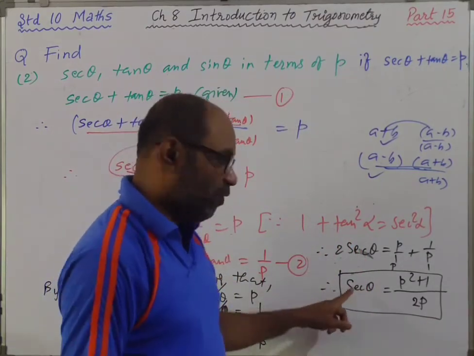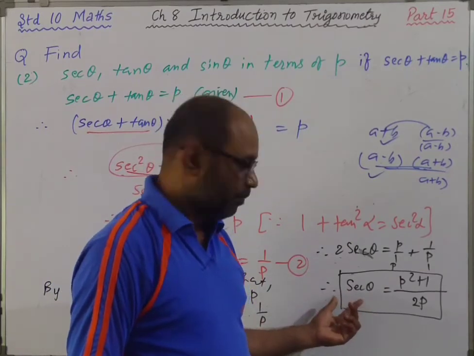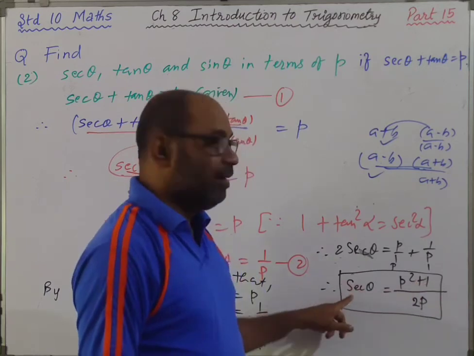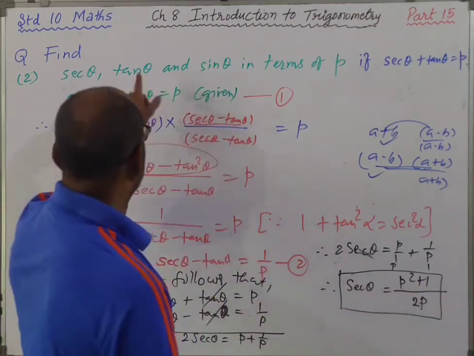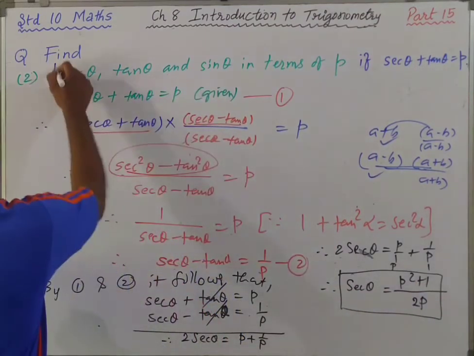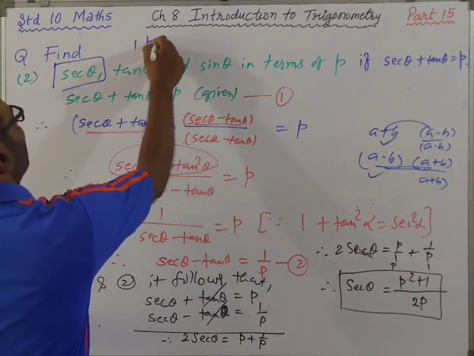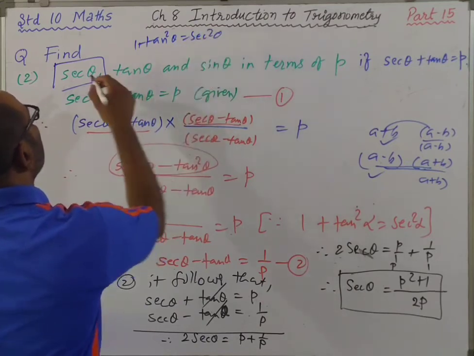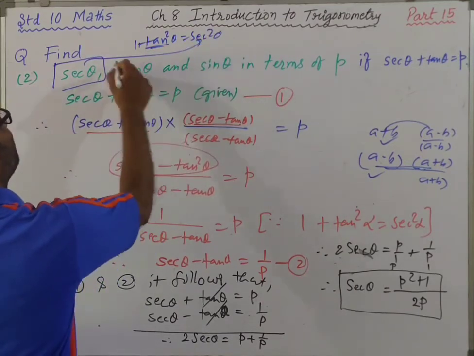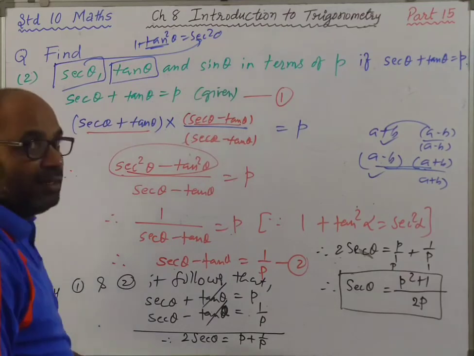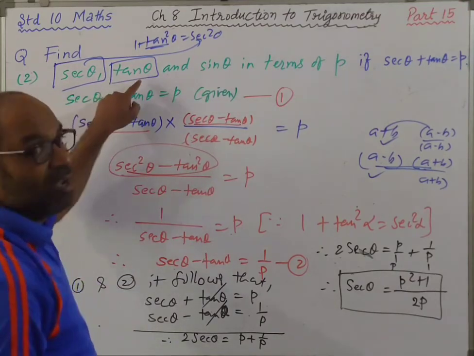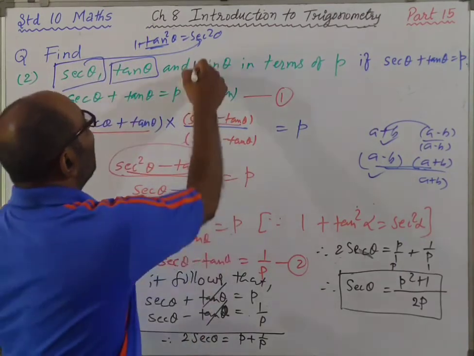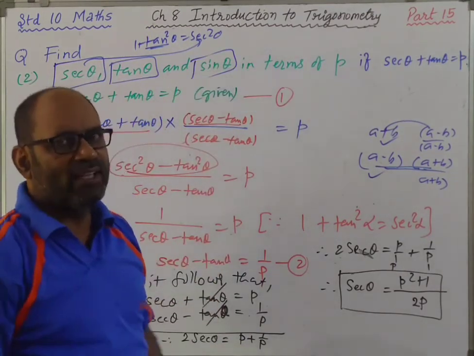Once again, if you want to use 1 plus tan square is equal to sec square, then put the value of sec and get tan. You have the value of sec. 1 plus tan square theta is equal to sec square theta. Put the value of sec here and you will get tan. This gives cos, then put the value of cos in tan. tan is sin upon cos, so you will get sine. So there are a number of ways of doing it.